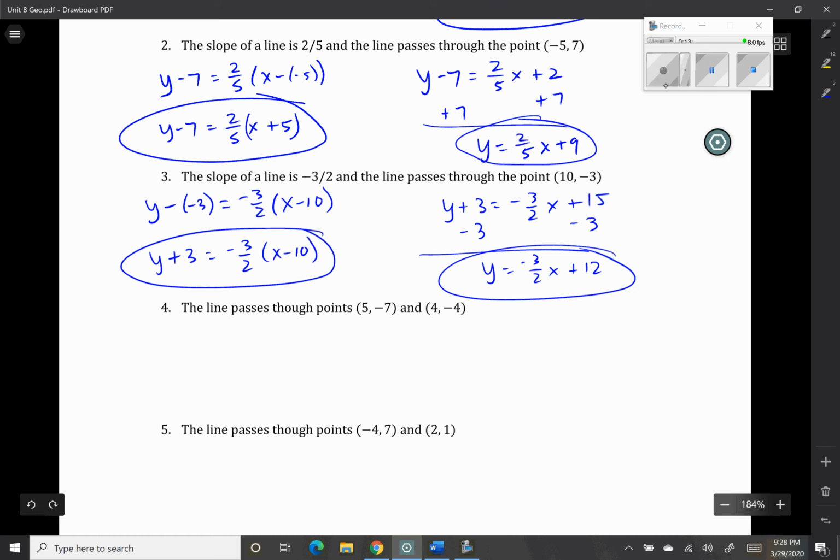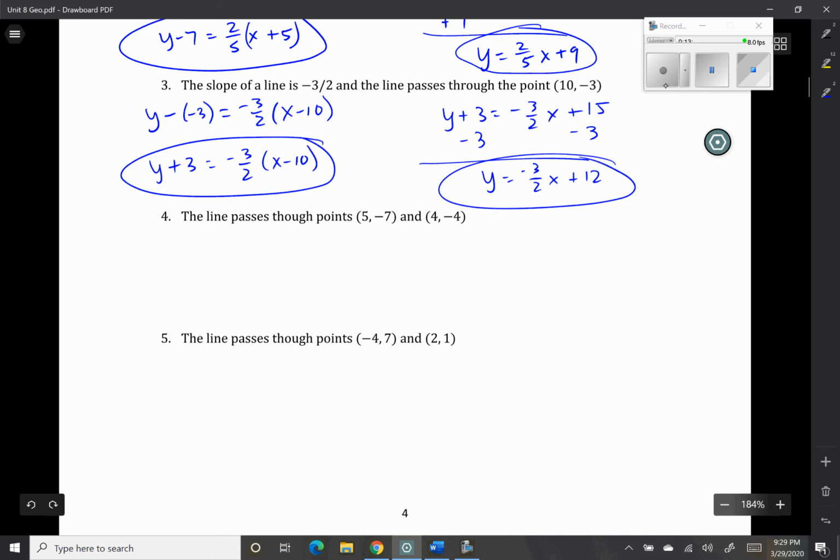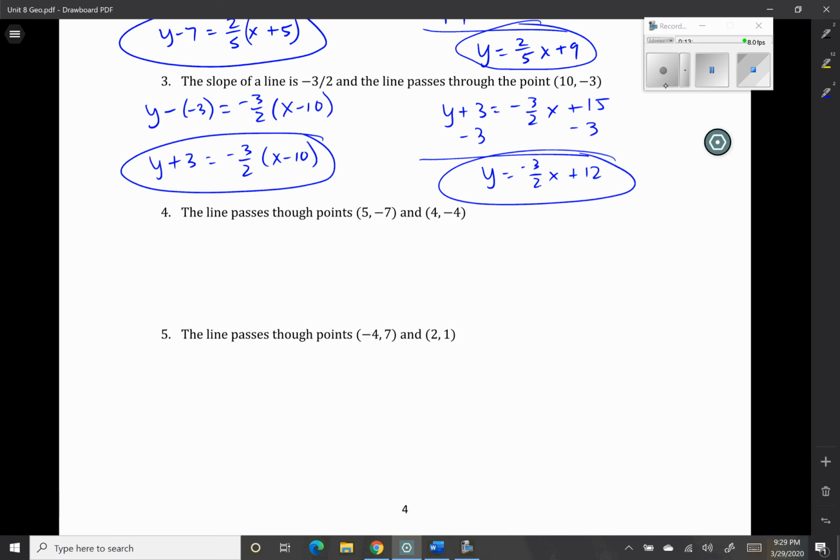If you don't know where I got 15 from, use your calculator. Multiply negative 3/2 times negative 10 right in your calculator. It'll tell you positive 15. Now let's do number 4 together because it's different. So number 4 gives us 2 different points, and it wants us to find the equation of the line. Well, before we can find an equation of a line using either method, I first need to know the slope.